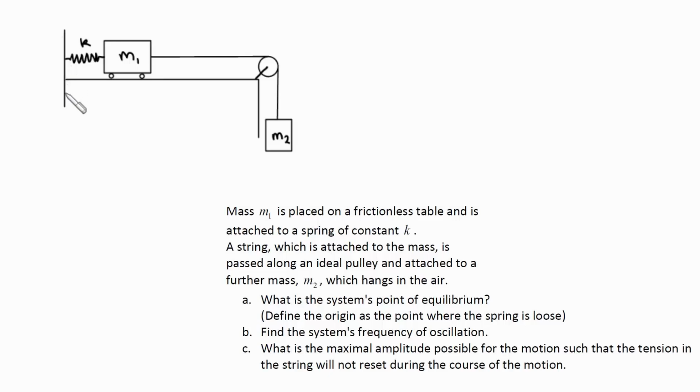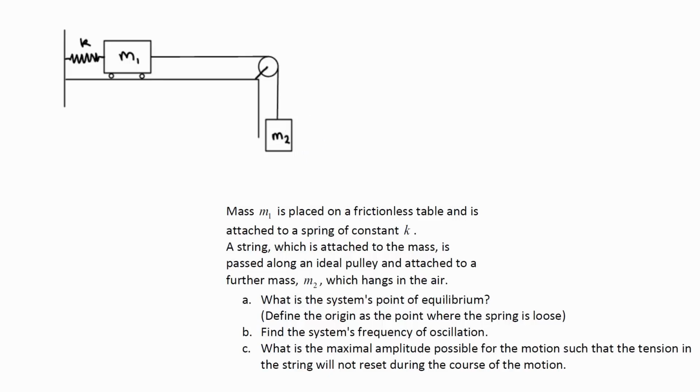In this question, we're given a system with a spring whose coefficient is k. We have our m1 over here, and because there are wheels, there's no friction. Then there's a string attached to m1 which goes over a pulley system, again with no friction, and is attached on its other end to another mass, m2.